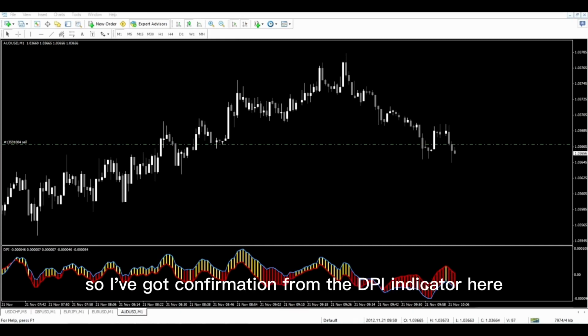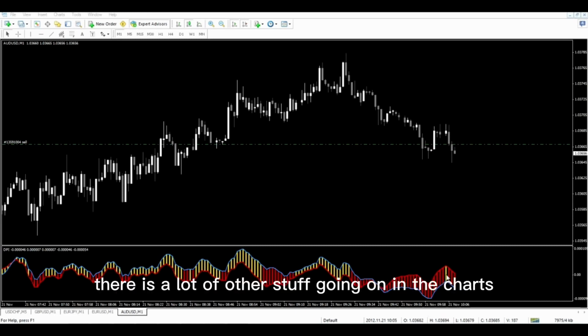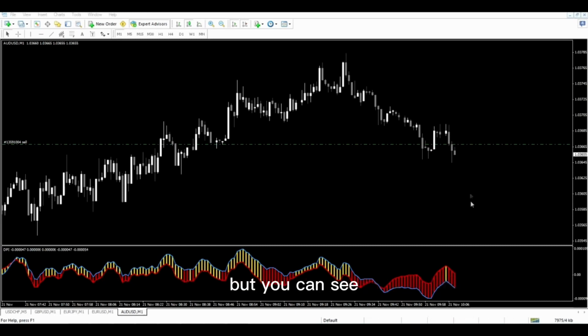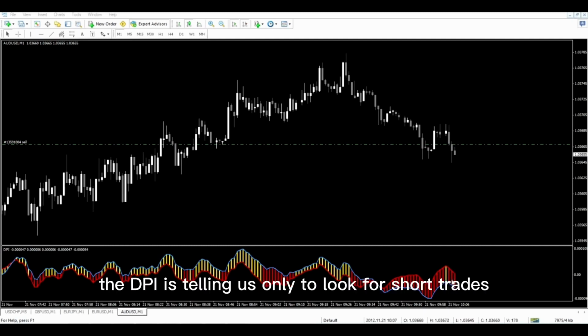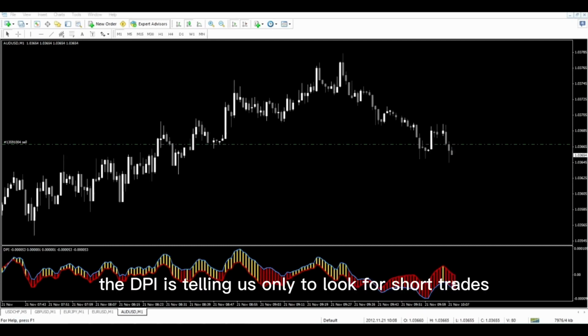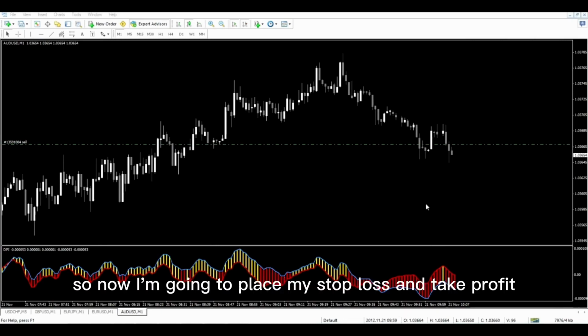So I've got confirmation from the DPI indicator here. There is a lot of other stuff going on in the charts that you can't see, but you can see the DPI is telling us only to look for short trades. So now I'm going to place my stop loss and take profit.